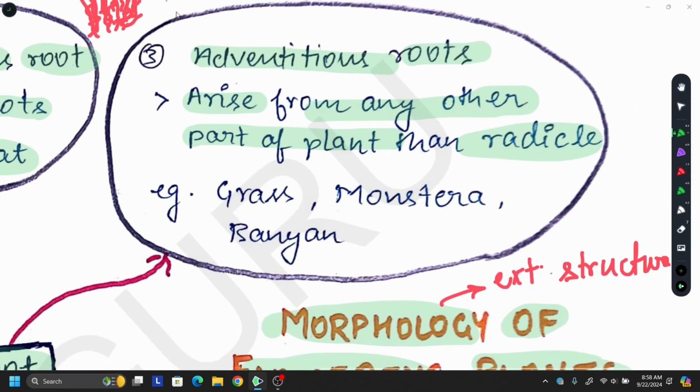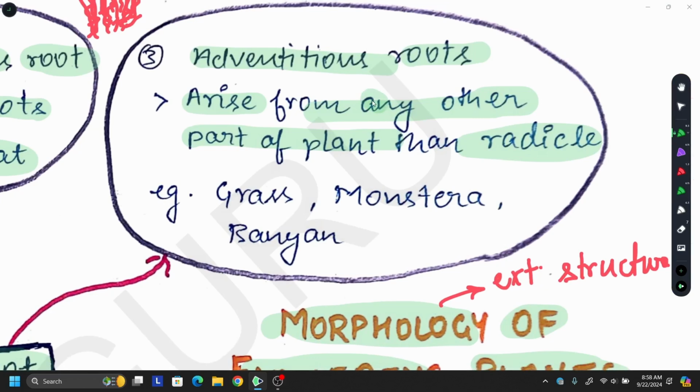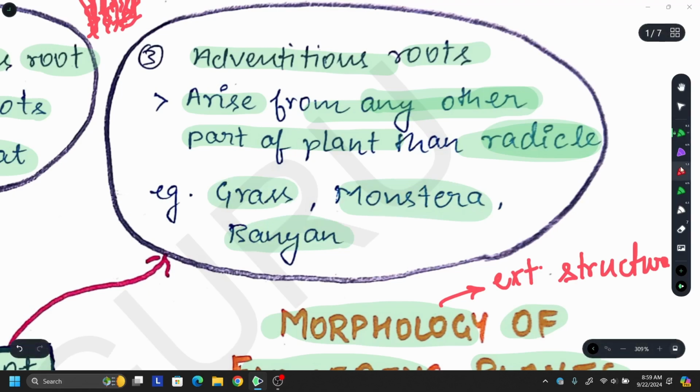So what are adventitious roots? They arise from any other part than the radicle. Generally all types of roots arise from the radicle, but adventitious roots do not arise from the radicle. So they can arise from any other part other than the radicle. For example, in grass, in monstera and banyan tree, adventitious roots are found. And banyan tree is the most common.